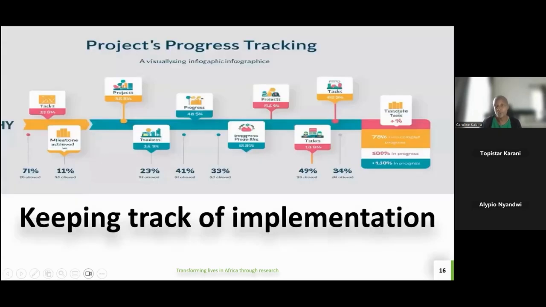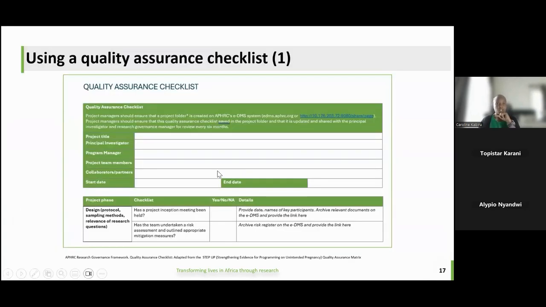So I did want to just end by showing a tool that is available for colleagues at the African Population and Health Research Center to help keep track of implementation and also as part of quality assurance. Liz, I've seen your hand. I'll hand over just in a little bit.